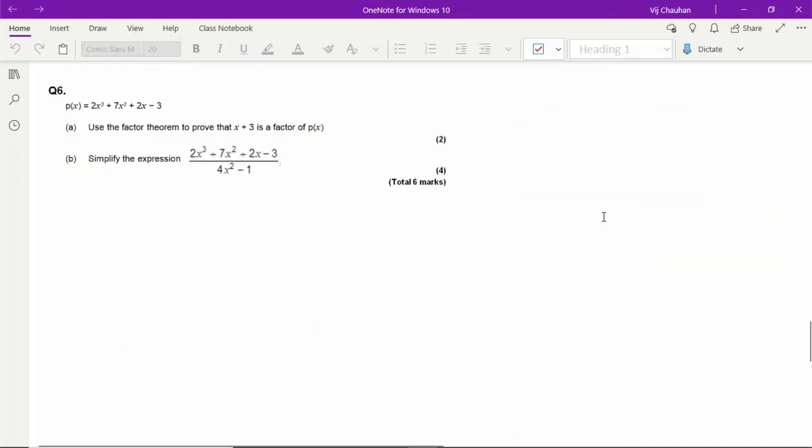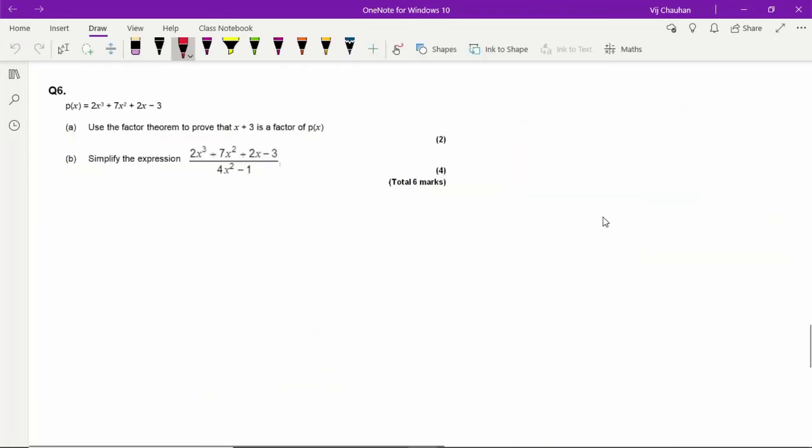So moving on to question 6, we have a factor theorem question. So let's quickly write down that this is a factor theorem slash polynomial question.